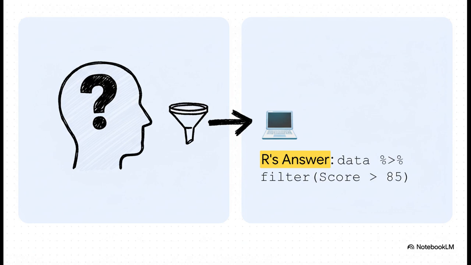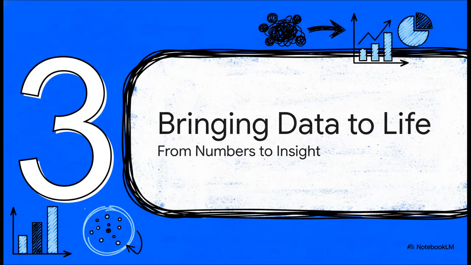And this right here, this is a perfect example of what I'm talking about. On the left, you've got a normal question, right? Find all players who scored more than 85 points. And on the right, that's the R code to get the answer. Look how similar they are. You take your data, and then you filter it for a score greater than 85. It almost reads like a sentence. That's the tidyverse magic.